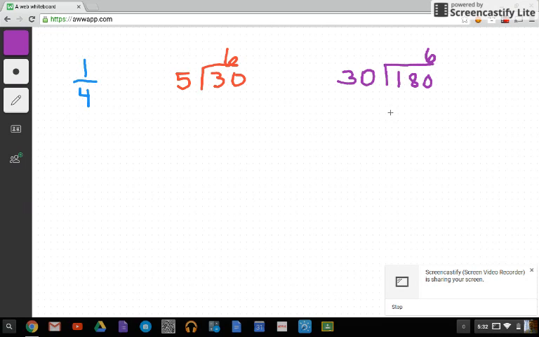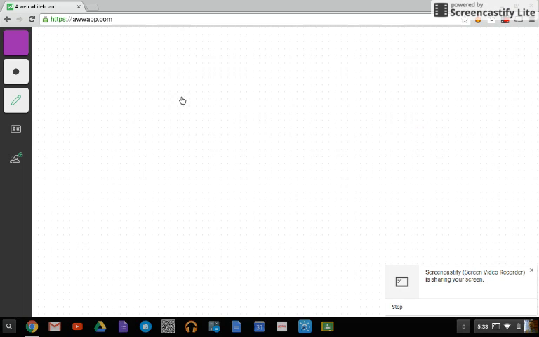So as long as I multiply by the same number, this division problem right here, which we did was 30 divided by 5, is the same answer as doing 180 divided by 30. It did not change the answer one bit. Okay, so that is something to keep in mind with fractions. All right, so now then we are coming up with equivalent fractions. So what we're trying to do was come up with equivalent fractions.